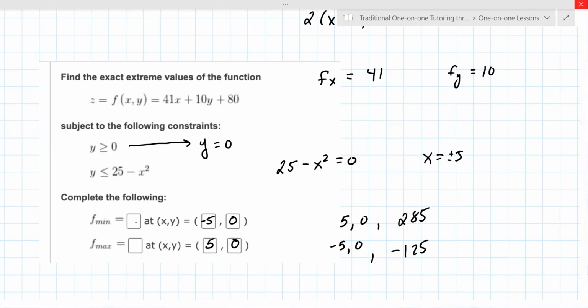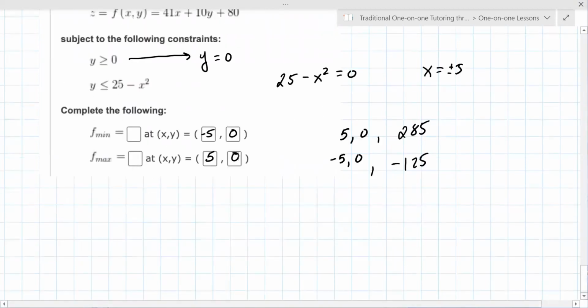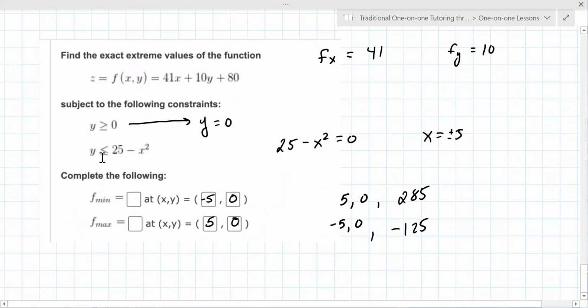So -50 is correct, but 50 is incorrect. Okay. All right. So what do we do now? Another technique here is to put this 25 minus x squared in for y right here.